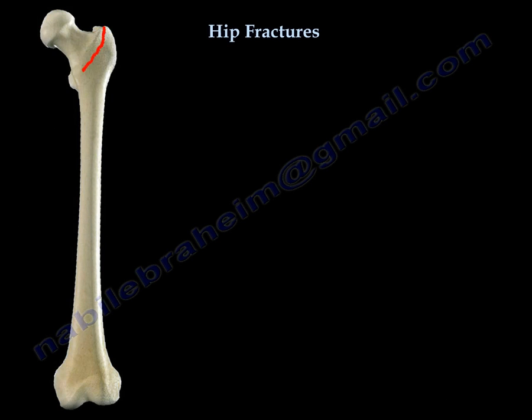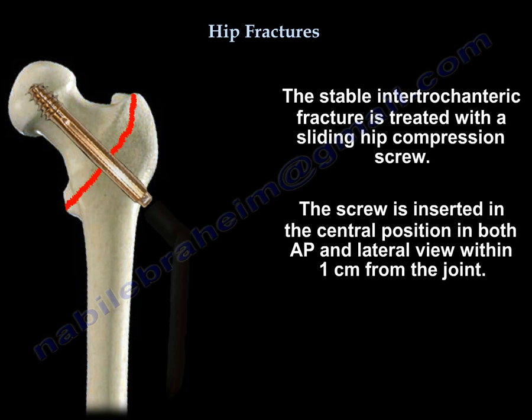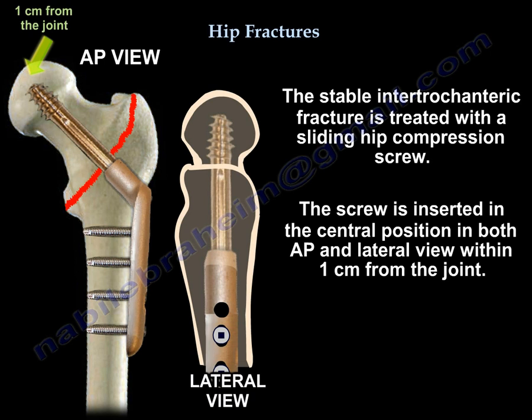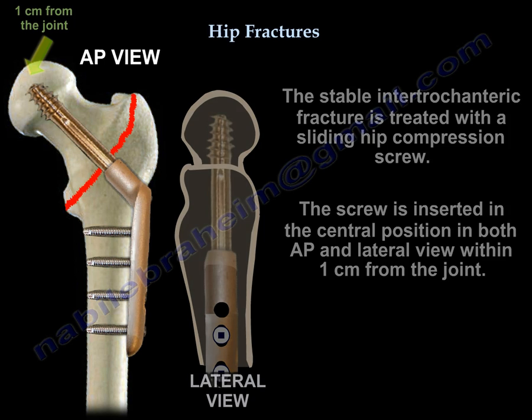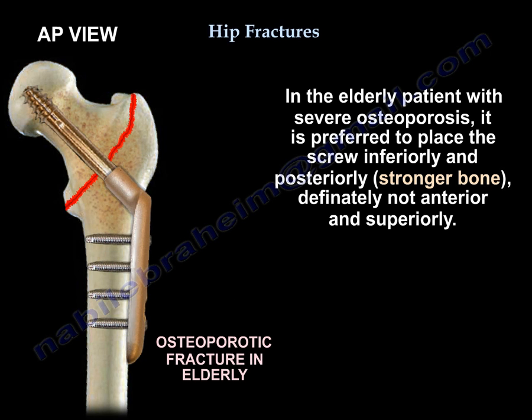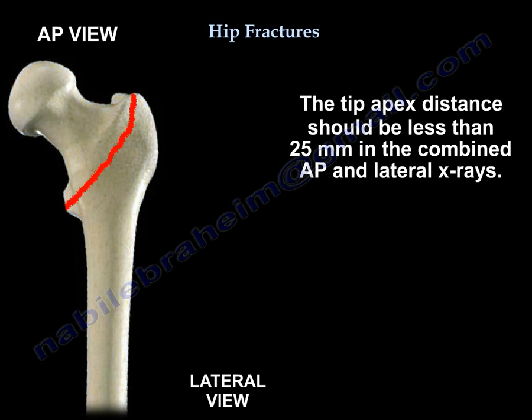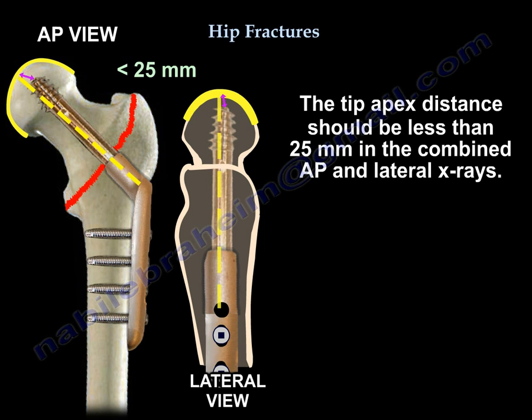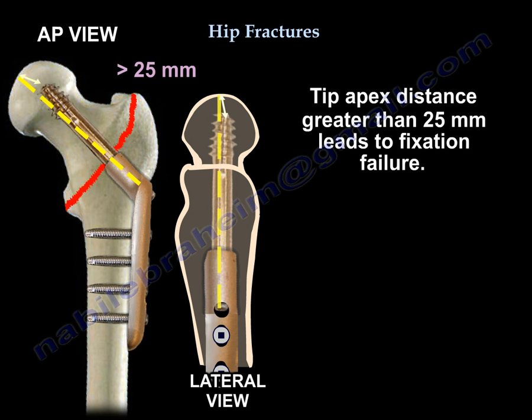So let's take the stable. You will treat that with a sliding hip compression screw. You will insert the screw centered, both in AP and lateral. In the elderly patient with severe osteoporosis, it's preferred to put the screw inferiorly and posteriorly, definitely not anteriorly and superiorly. The tip apex distance should be less than 25 millimeters, both in the AP and lateral x-rays. When the tip apex distance was greater than 25 millimeters, it led to fixation failure. You can see how we measure that.